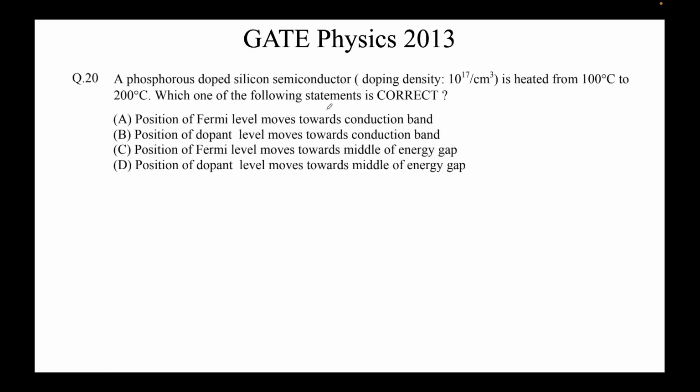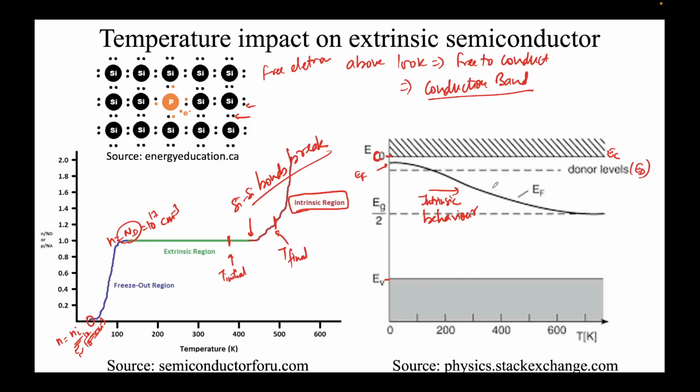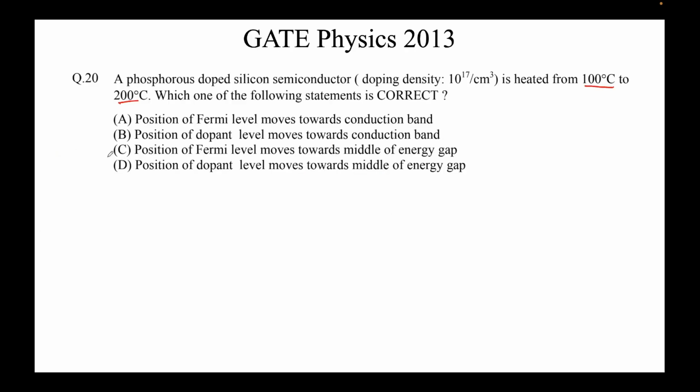So now what does it say? Now we are heating from 100 to 200. What's happening is that the position of the Fermi level is moving towards, look at option C, the middle of the energy gap. We saw this is the Fermi level curve. So the Fermi level originally was somewhere between the donor level ED and the conduction band EC. As the temperature increased, the intrinsic behavior of the semiconductor overpowered the extrinsic behavior, and hence the Fermi level is moving closer to the middle of the energy band gap, because that's where the Fermi level for an intrinsic semiconductor lies. Hence C is the correct option.